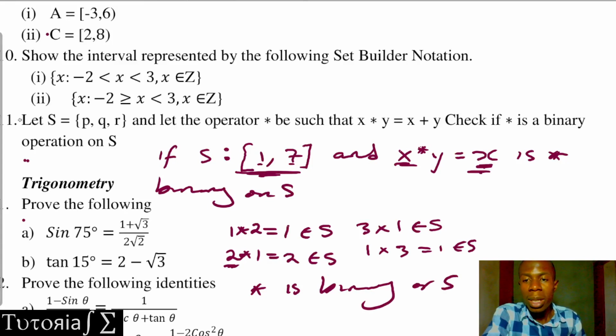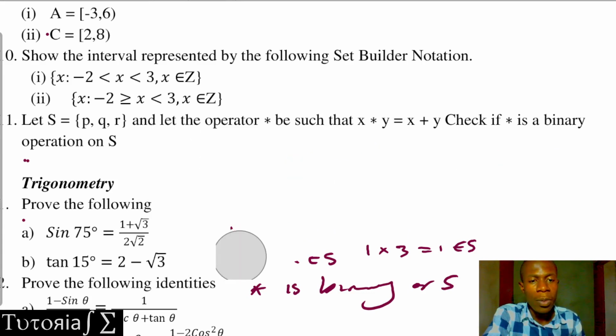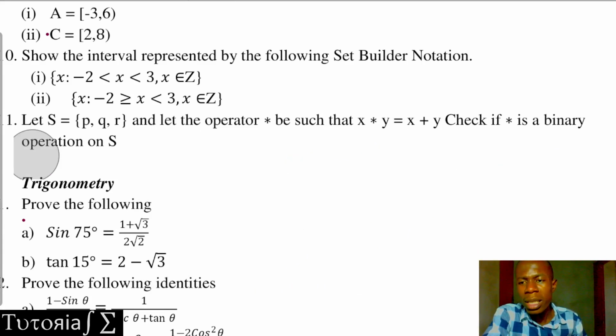Okay, now to this question, we go to question number 11. Then I give you some tasks to do. So question 11 reads, let S be this set and let star be an operation such that x star y is equal to x plus y. Check if star is binary.